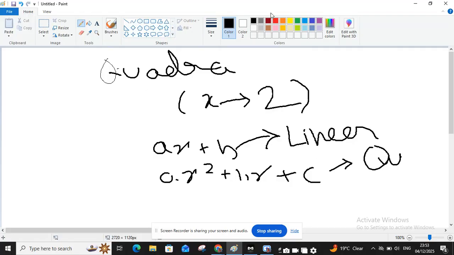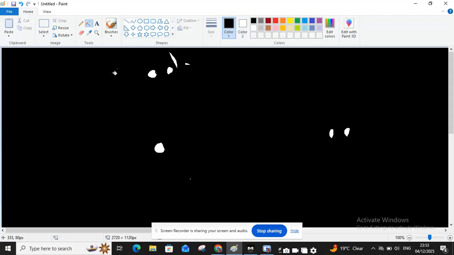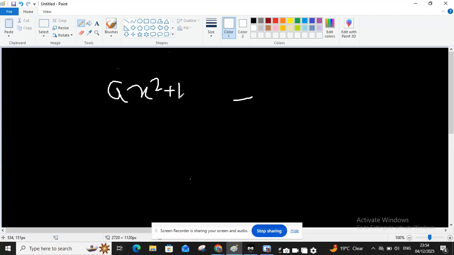Basically you can just fill it with black. Sorry for the time waste. It will look good, trust me. Now we know the concept, that a quadratic equation can only take the form ax squared plus bx plus c. This is a quadratic equation.